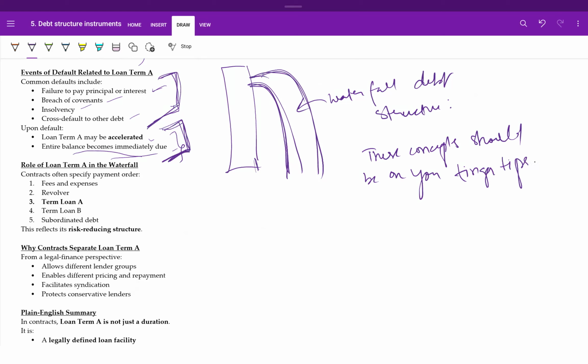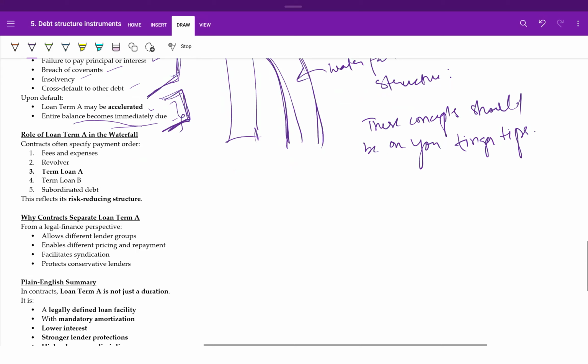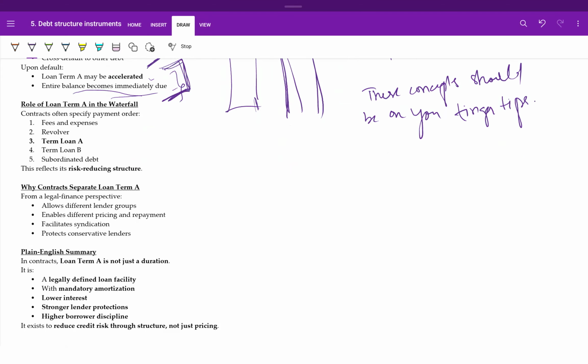All right. Now let's understand the role of term loan A in a waterfall. Contracts often specify a payment hierarchy: the fees and expenses, revolvers, term loan A, term loan B, subordinate debts. This ordering reflects risk seniority, repayment discipline, and contractual conservatism. So term loan A sits high because it is designed to exit early and safely.